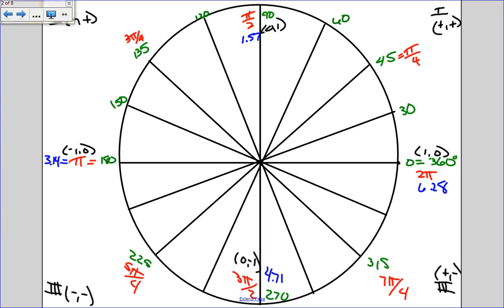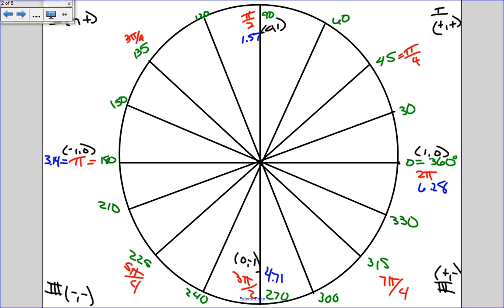Add another 30, 210. Add another 30, 240. Add another 30, 270. Add another 30, 300. Add another 30, 330. Add another 30, 360. Okay, did we all get that? Was that easy? That wasn't difficult at all, right? So now you have all of your nice little axes. The angles are going to be the very easy part.